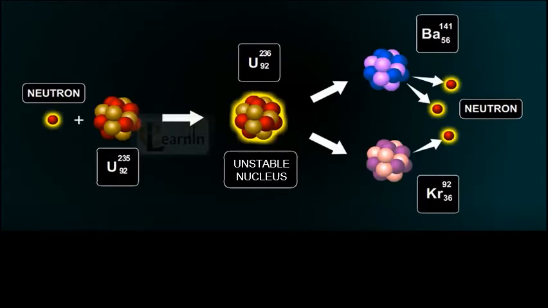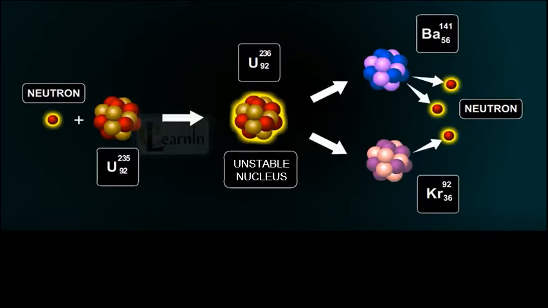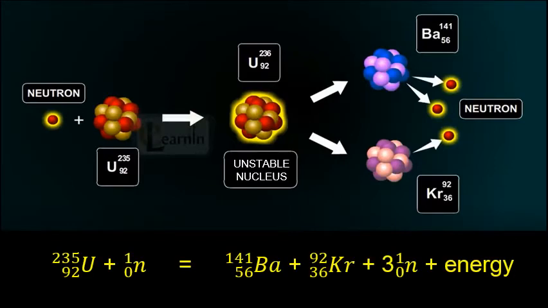This kind of nuclear fission reaction can also be represented by an equation. As you can see from the equation here, one uranium-235 is bombarded by one neutron. It produces an unstable nucleus of uranium-236. After that, it splits into barium-141 and krypton-92 and releases 3 neutrons as well as a large amount of energy. In short, you can write the equation like this.